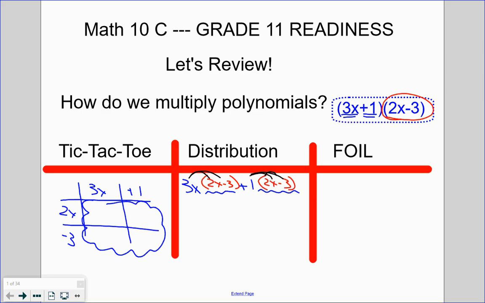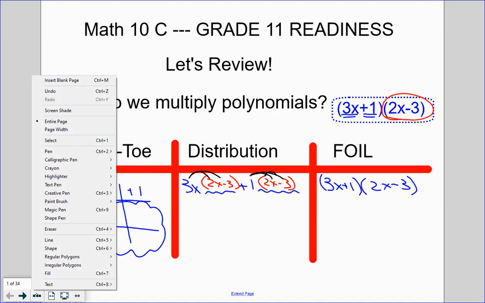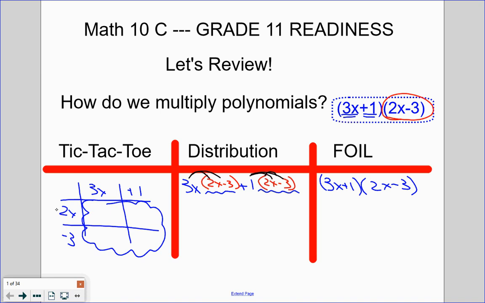For foiling, foiling is essentially the exact same thing as distribution. You're just not showing any of the work. So for FOIL, you would put your hand over the +1, pretend it's not there, and then multiply the 3x through the bracket. Once you've done that, you put your hand over the 3x, so you remove that, and then you do the same thing. You multiply to get the next 2.